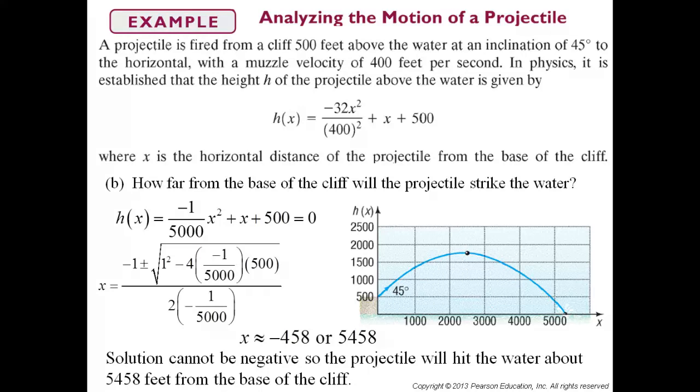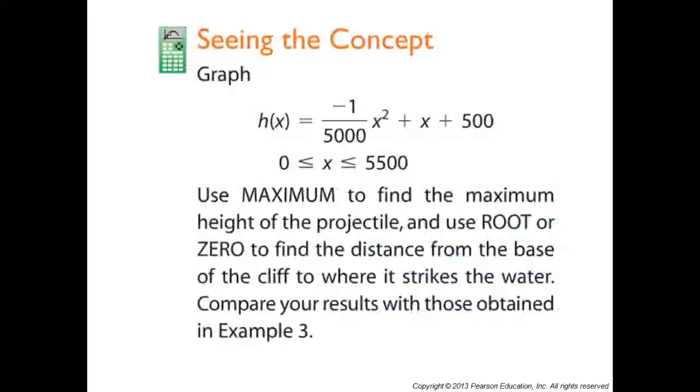This is what it looks like. You shoot the cannonball, and it follows that path. We're eliminating any kind of wind or other factors that a physics class would incorporate into this, where you would have a lot of other variables. But we're just saying, okay, in a perfect world, this projectile goes that way. On the graph, our X values, our distance away from the cliff, go from 0 to 5,500, and we can use the maximum to find the height of the projectile. The 0 is the distance.